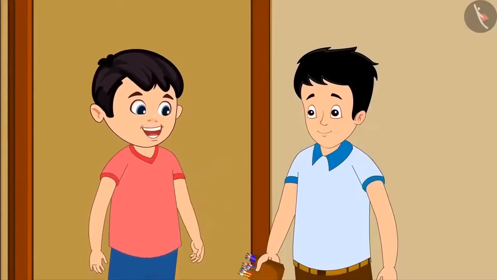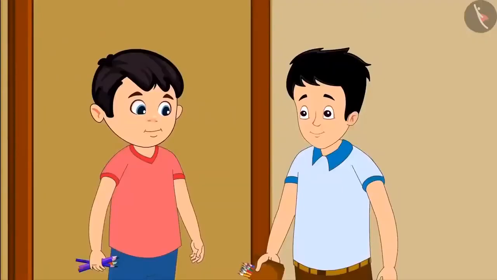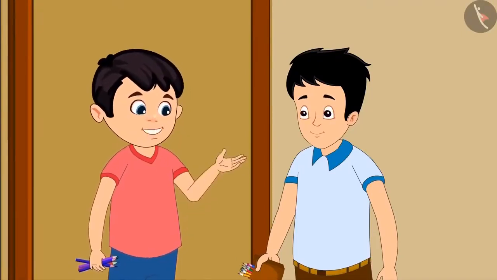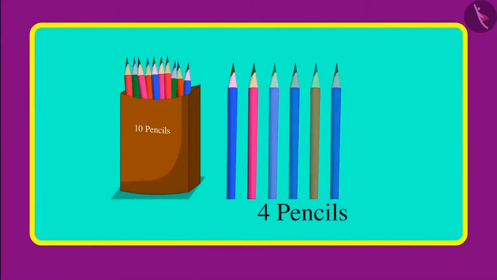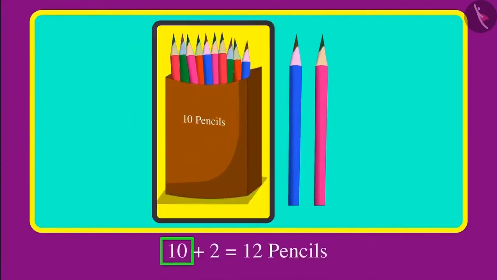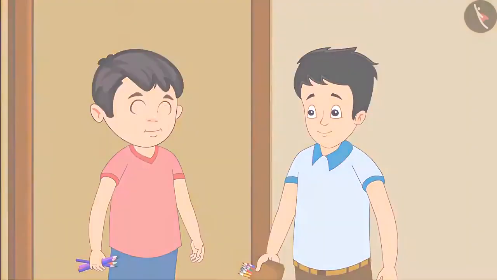Oh, so many pencils. Sonu, will you give me some of these pencils too? Okay, Chotu, I will give you 4 pencils. Sonu, you gave me 4 pencils. This means now you are left with fewer pencils. Can you tell me how many pencils you have right now in total? Yes, I will tell you. First of all, I had 16 pencils. Out of those 16, I gave you 4 pencils. So out of 16 pencils, if 4 pencils are removed, then the remaining are 10 and 2. That is 12 pencils. Thank you, Sonu.